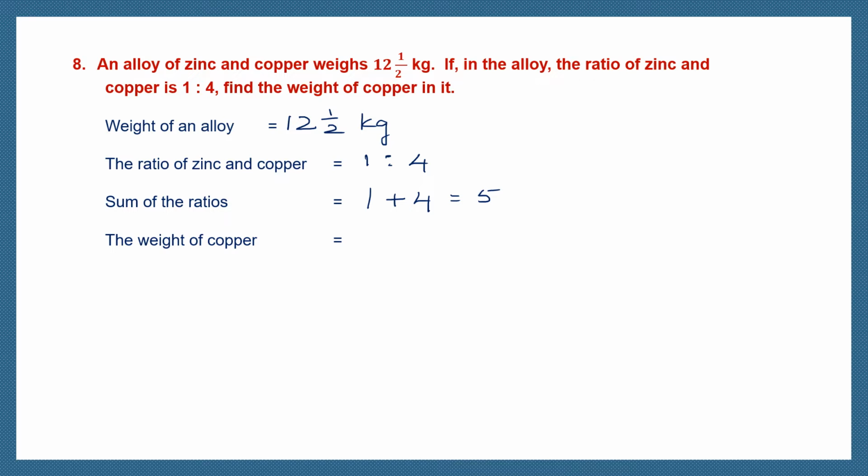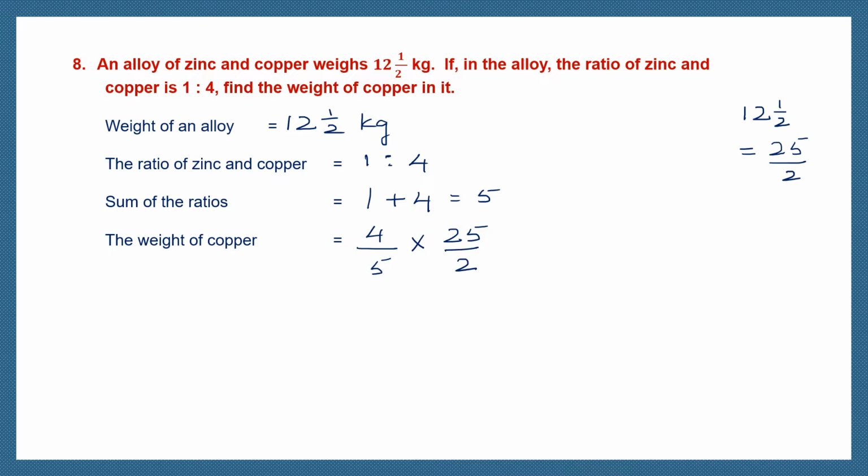So here, 1 and 4 that we have in the ratio, 1 stands for zinc and 4 is for copper. So we're going to take 4 divided by the sum of the ratios, which is 5, into 12 1 by 2 kg. Now let's convert 12 1 by 2 to an improper fraction. 12 2s are 24 plus 1, 25. 25 by 2. So I'll write that here, 25 by 2.